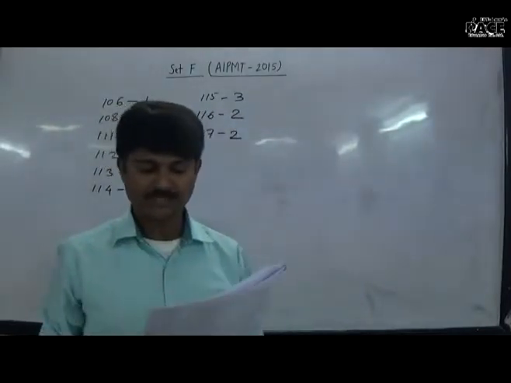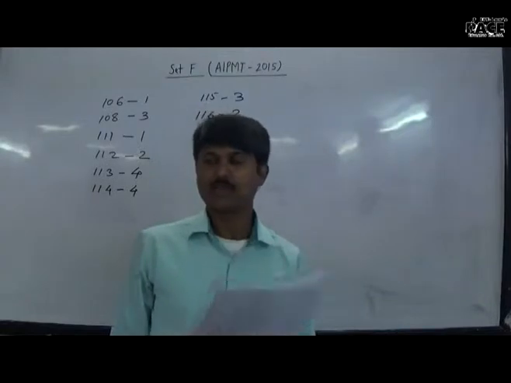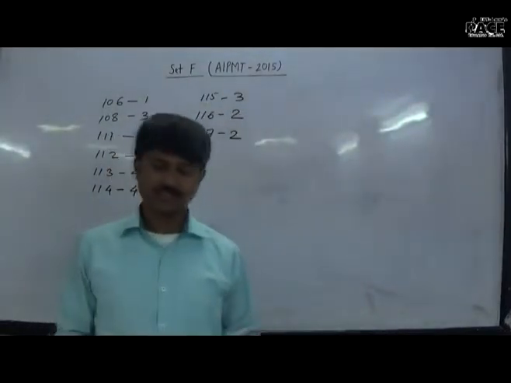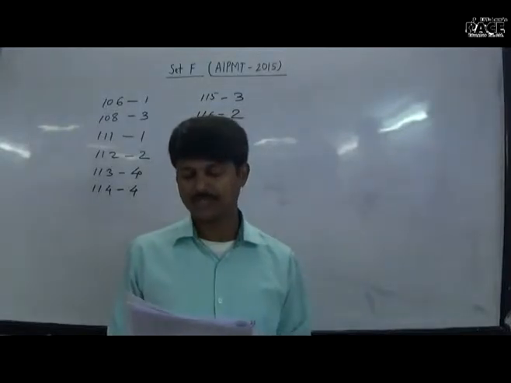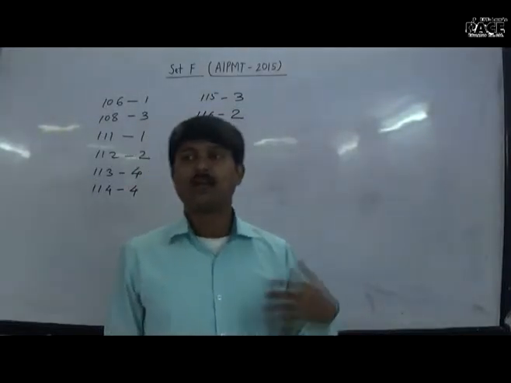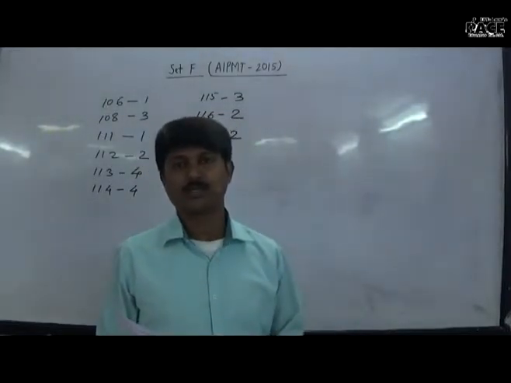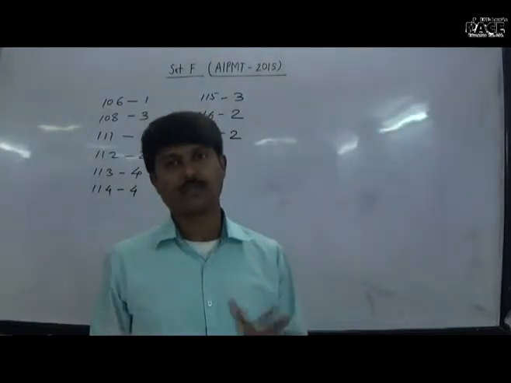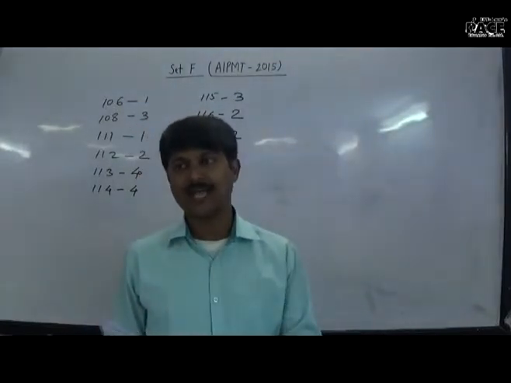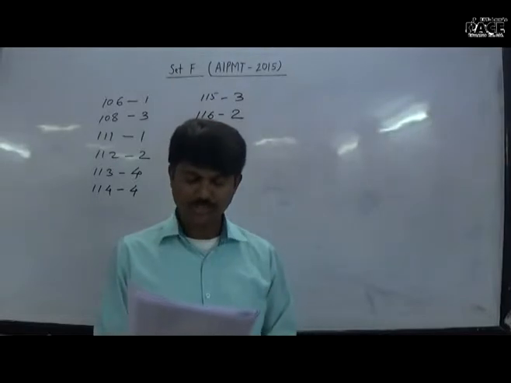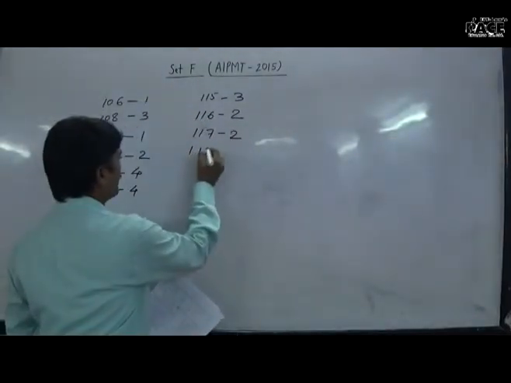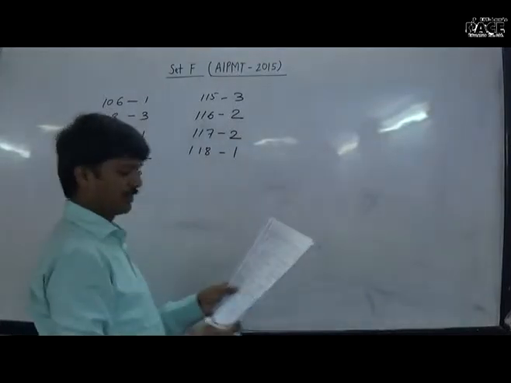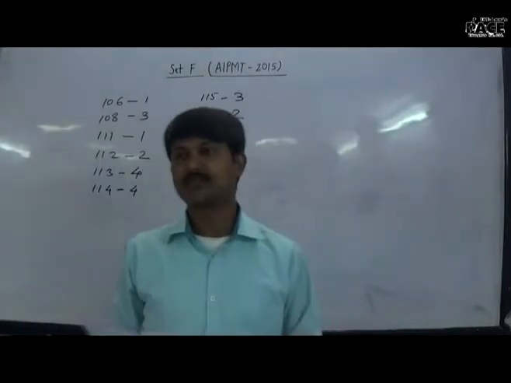Then 118, select the correct matching in the following pairs. This is a very easy question. See, smooth endoplasmic reticulum is helpful in the synthesis of lipids, and the rough endoplasmic reticulum is helpful in the synthesis of protein, because they have attached ribosomes. So the answer is very easy here, 118, that is 1. Smooth endoplasmic reticulum helps in synthesis of lipids.